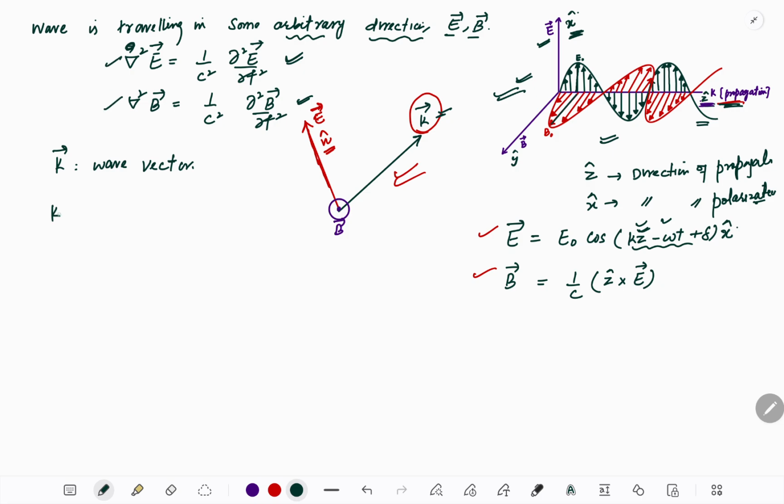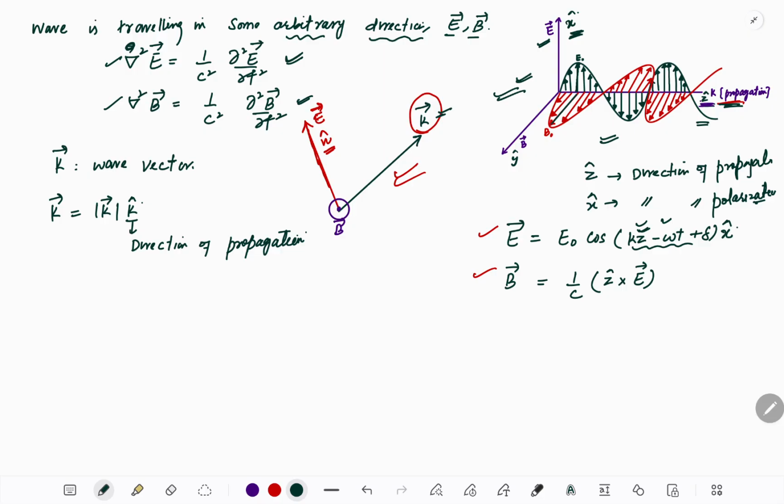So the k vector is the magnitude of k times k cap. Here k is the whole wave vector, mod of k is the magnitude of that vector, and k cap is the direction of propagation. So k cap actually decides the direction of propagation.